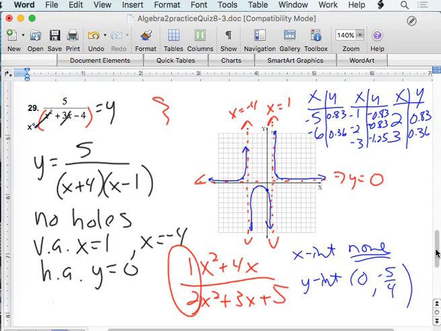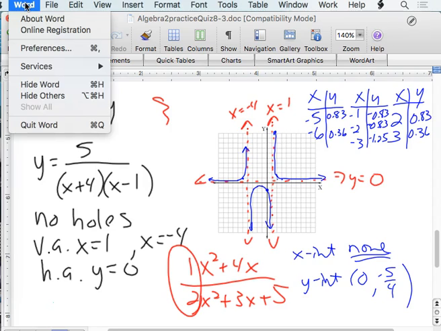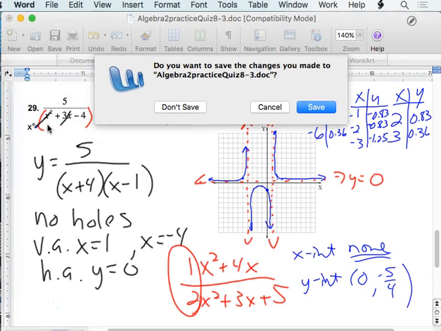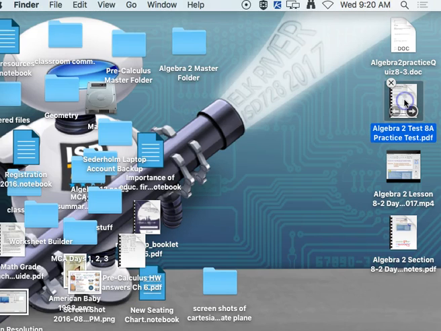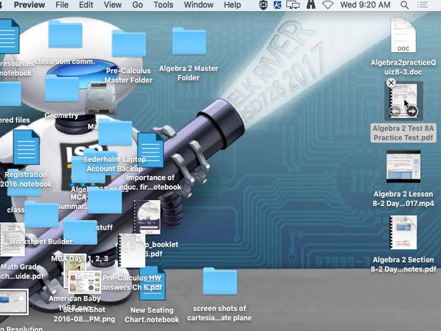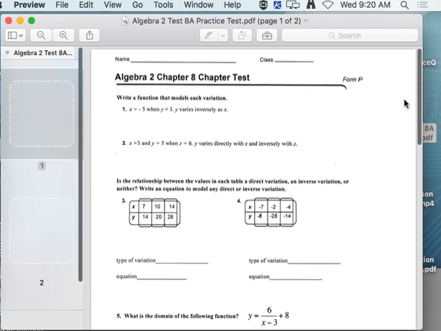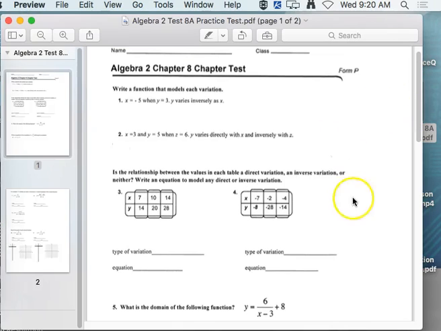Now, that said, that was just the practice quiz. So what we're going to do next is I'm going to start on the practice test. Let's see if that'll come up while I'm handing this out. Sometimes it doesn't like it when I don't use the mouse. There it is.